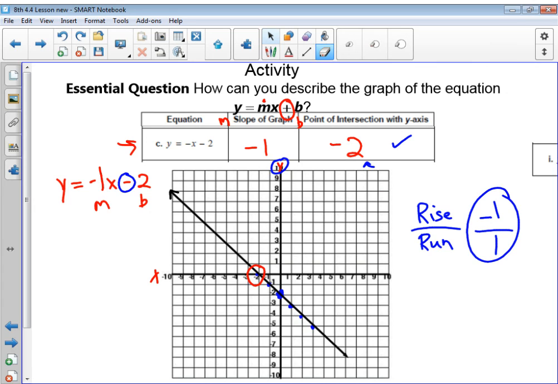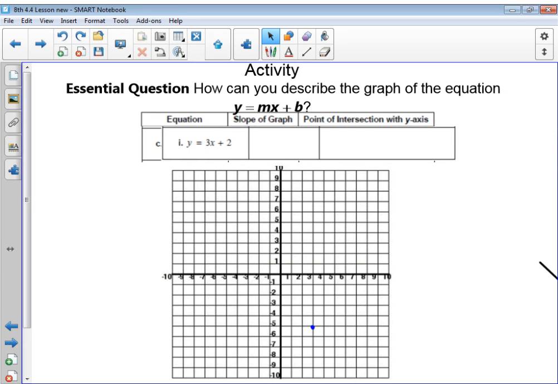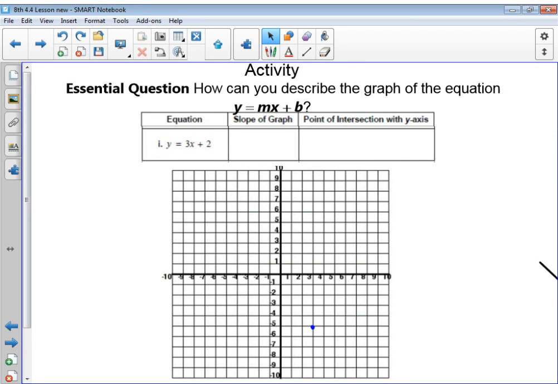Okay, so let's go ahead and try another one of these, identifying and graphing. So when you guys are graphing, you can just be using your whiteboard so that you can practice that concept. It'll make things a little bit easier as you get into the lesson if you've already practiced it. Okay, so here's my next equation, y equals 3x plus 2.